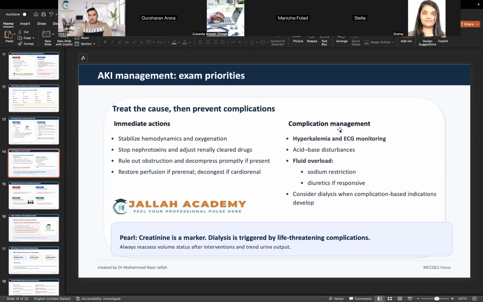So complication management, again: on the top of your list in the complications of acute kidney injury has to be the hyperkalemia. Okay, acid-base and fluid overload, sodium restriction, diuretic if responsive, consider dialysis when complication-based indication. The pearl is creatinine is the marker. Dialysis is triggered by life-threatening complication.